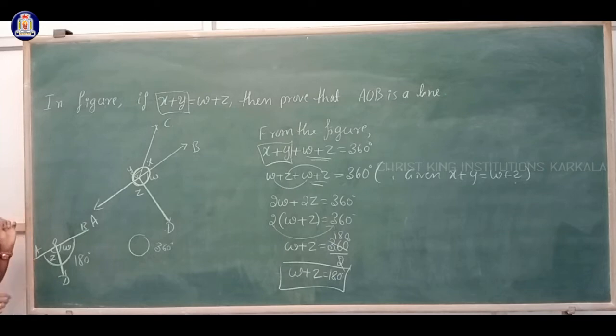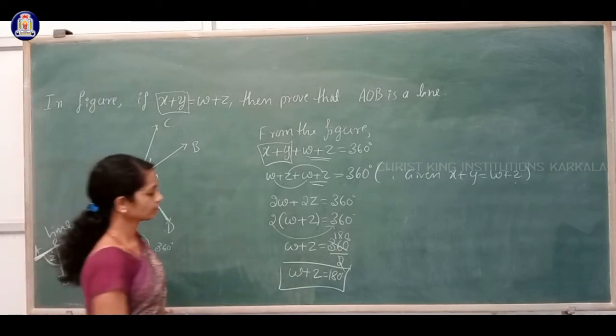That means we have one result: suppose the sum of two adjacent angles is 180 degrees, then their non-common arms, meaning OB and OA here, form a line. So here you have two adjacent angles w and z, and the total of those two angles is 180 degrees. By using that result, we can say these non-common arms AO and OB form a line. Together we can say AOB is a line.